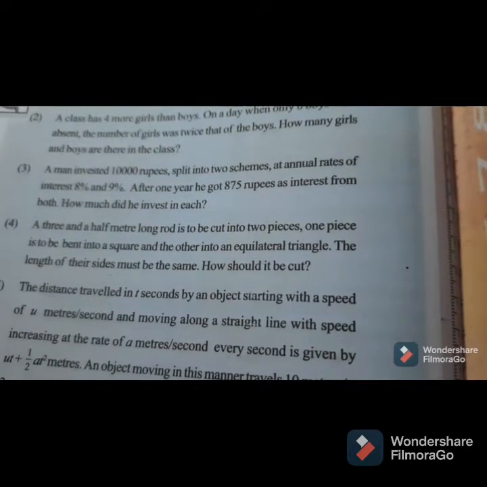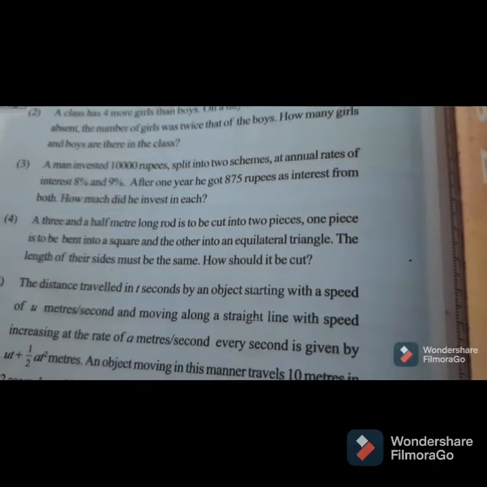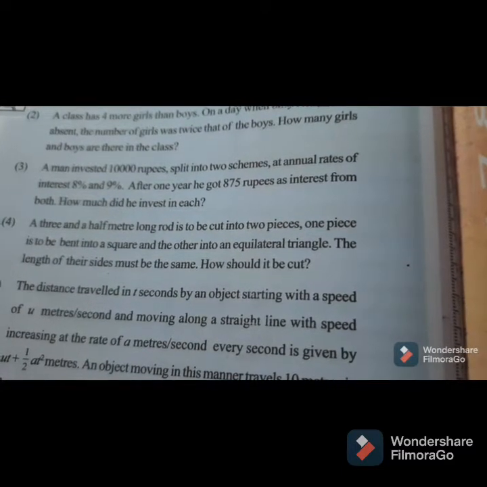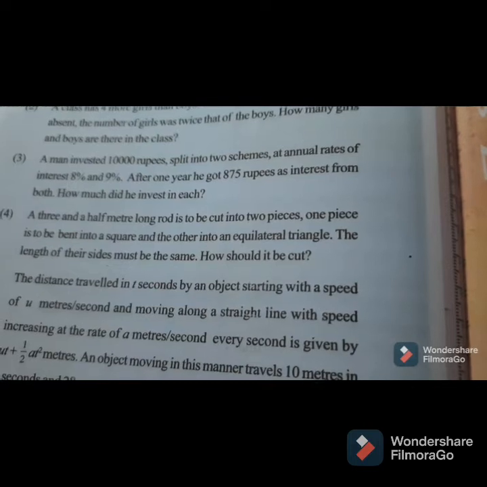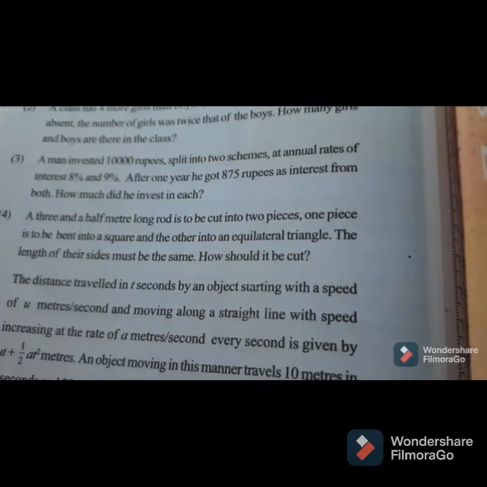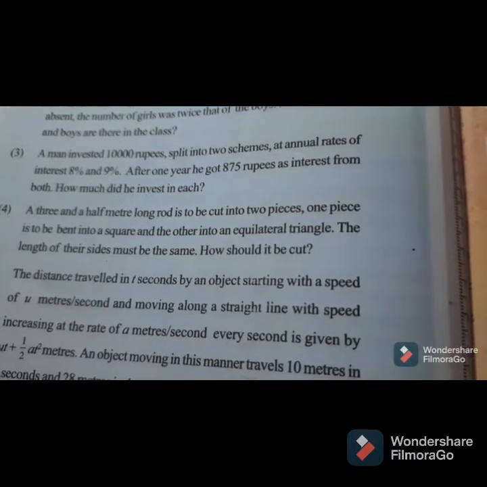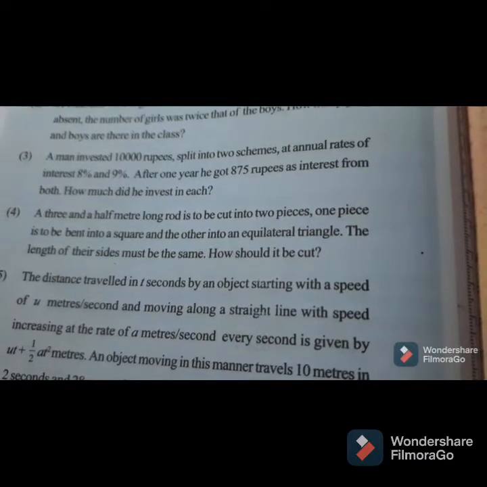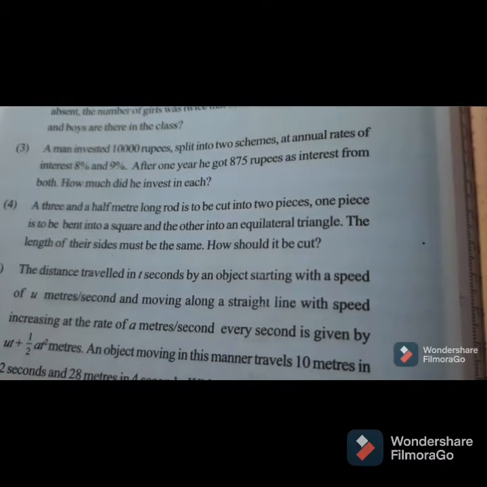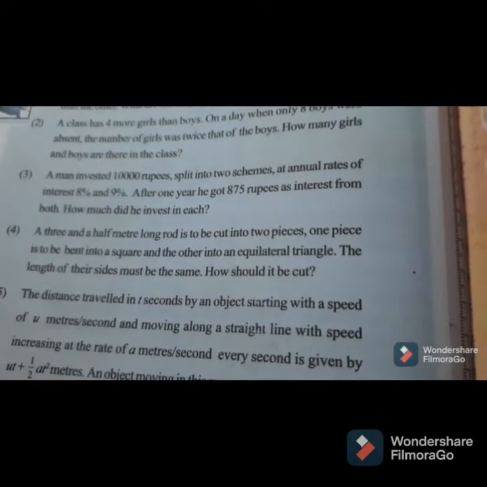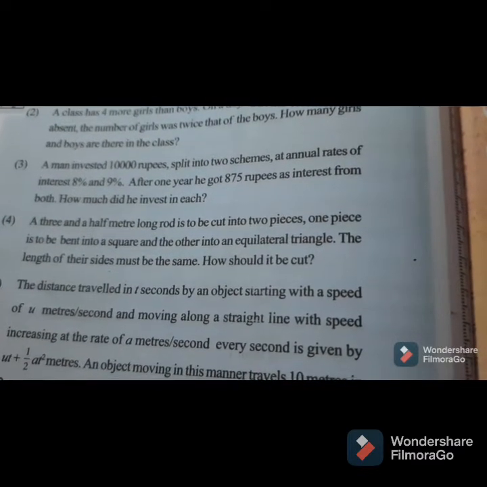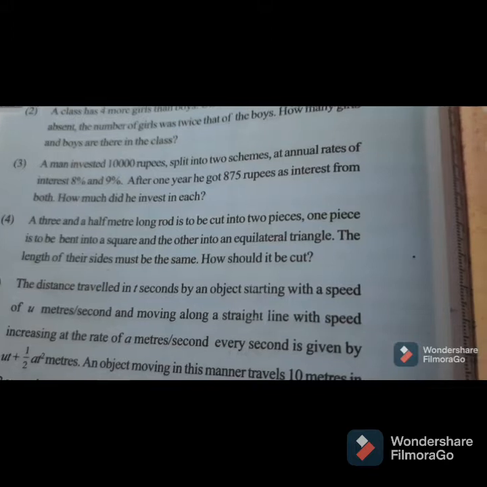In this question, they are given a rod. The length of that rod is 3.5 meter. We want to cut it into two pieces. One piece we have to make into a square and another piece we want to make into an equilateral triangle. Then one more condition they are telling. The length of their sides must be the same. That means the side of the square and the side of the equilateral triangle is also the same.